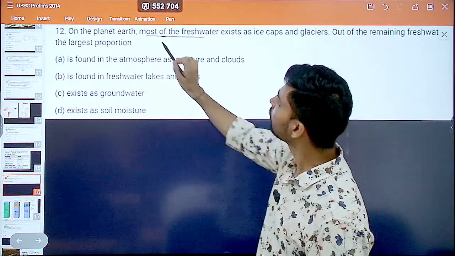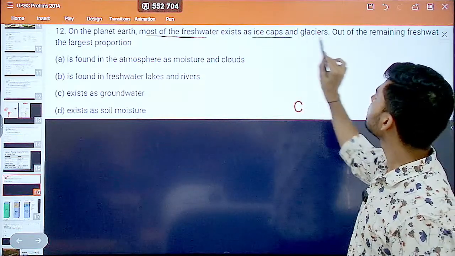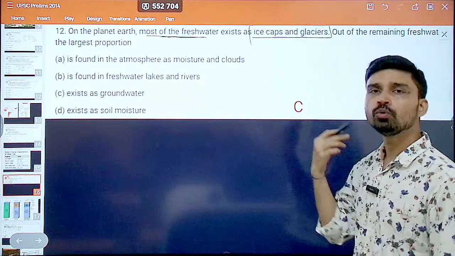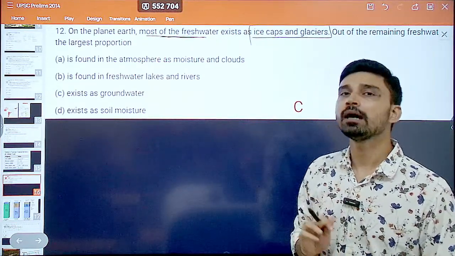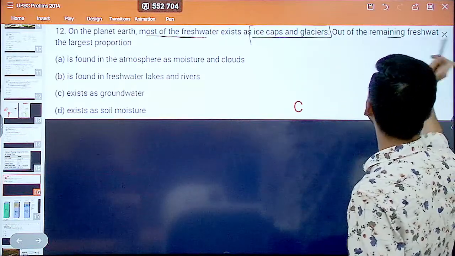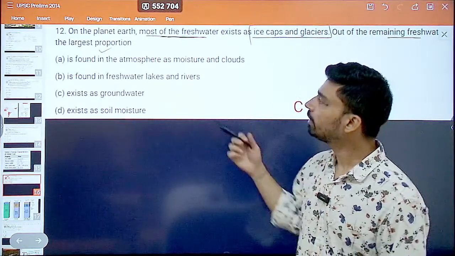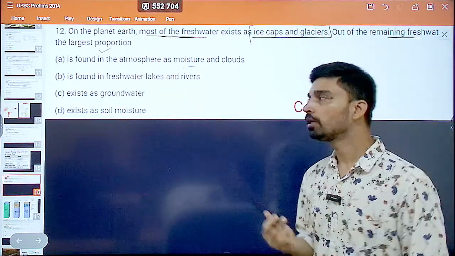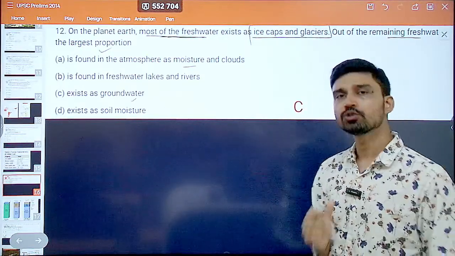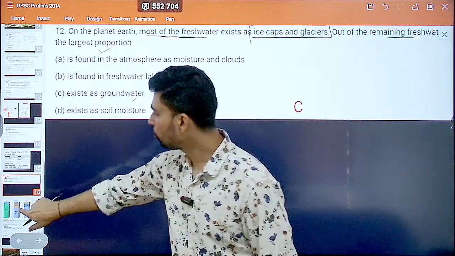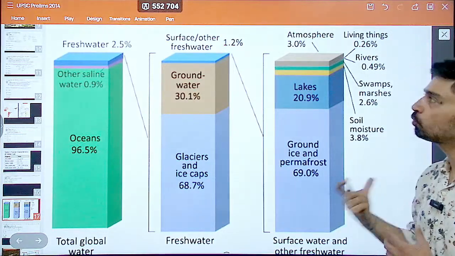So the question is simple: on the planet Earth, most of the fresh water exists as ice caps and glaciers. That you know, most of the water is present in the Arctic region or the Antarctic region, and they are in the frozen state. Out of the remaining fresh water, where will you find the largest proportion? Four options are given here: atmosphere as moisture in clouds, fresh water lakes and rivers, groundwater, or soil moisture.